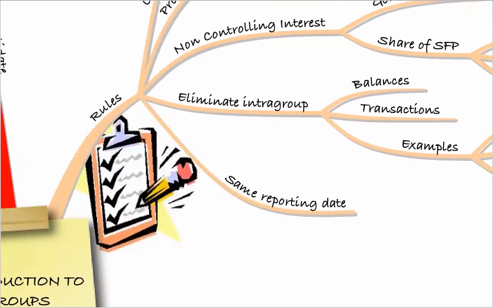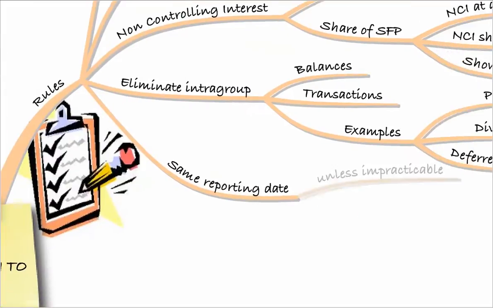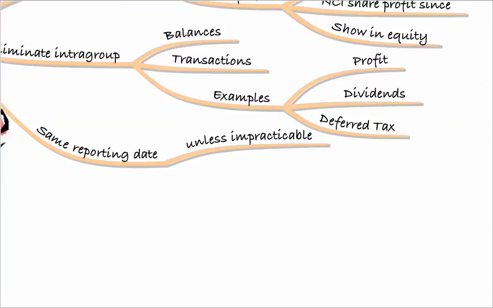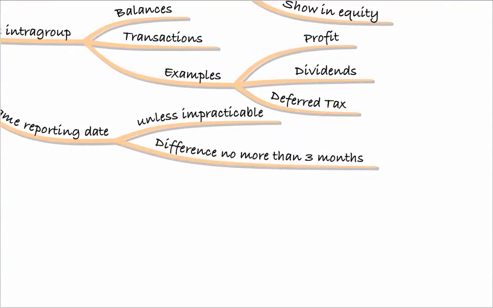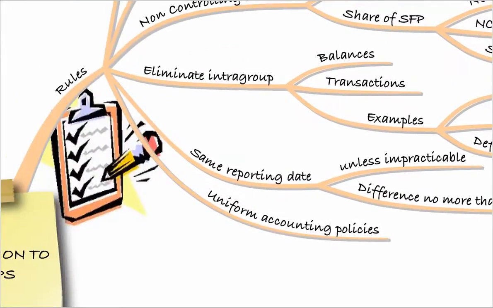Some technicalities. Should they have the same reporting date? Well, yes, they should, unless it's impracticable. So you should have the same reporting date for the parent and the subsidiary. And the difference, if it can't be the same, should be no more than 3 months. They should have uniform accounting policies. However, that's not necessarily the case. The parent and the sub may have separate policies, in which case adjustments will need to be made to the sub to bring it into the group accounts.